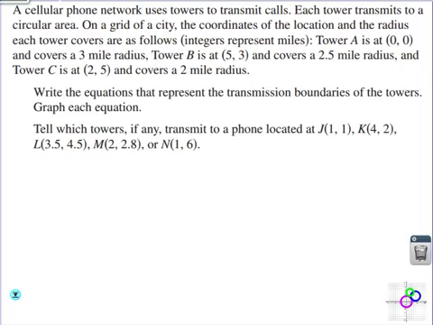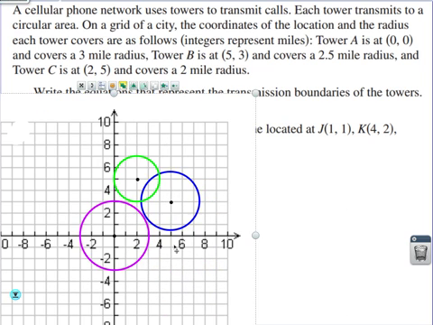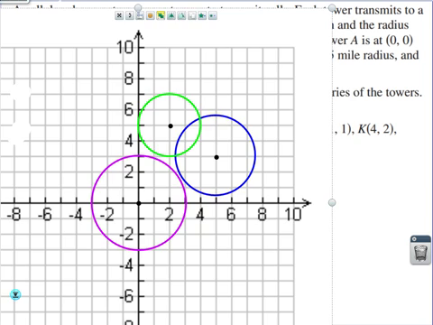Tower A at 0, 0 covers 3 miles. Tower B at 5, 3 covers 2.5 miles. Tower C, 2, 5 covers 2 miles. Write equations that represent the transmission boundaries for the towers and graph each equation. I already did the graphs for you, I believe. Hold it up a little bigger.